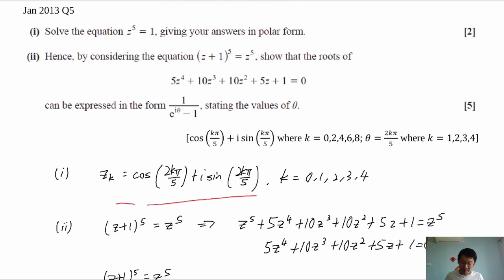z_k is equal to cos of 2kπ over 5 plus i sin of 2kπ over 5. So our k goes from 0 to 4. Okay, this one is quite usual. We have done this quite a lot already.